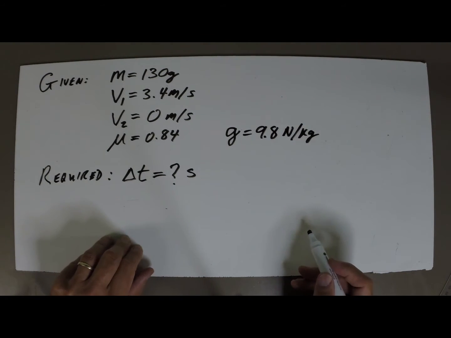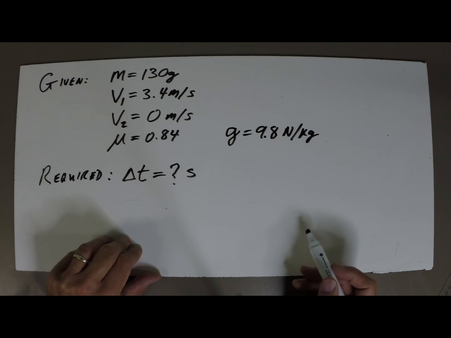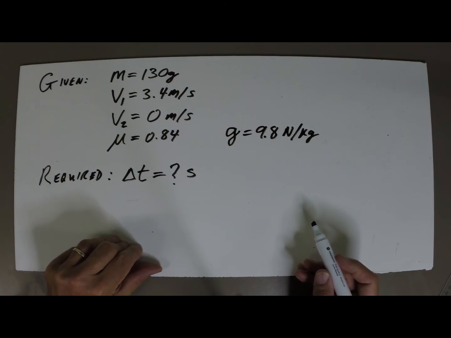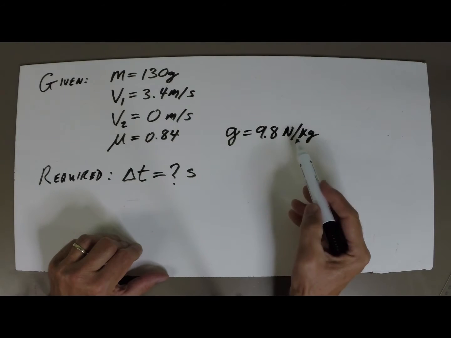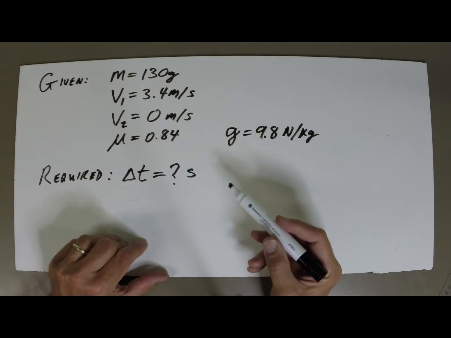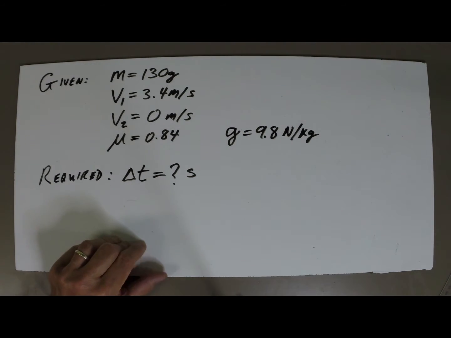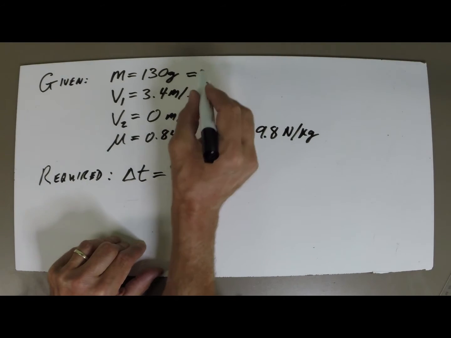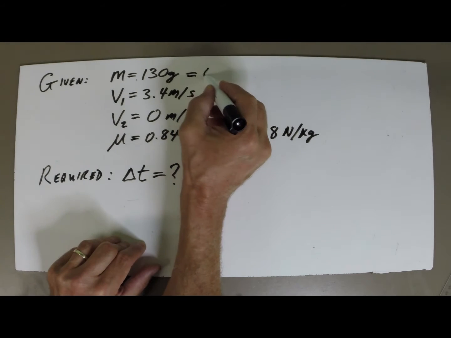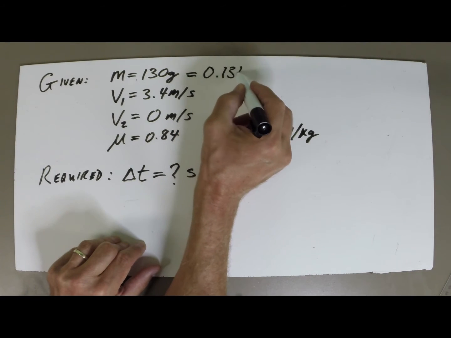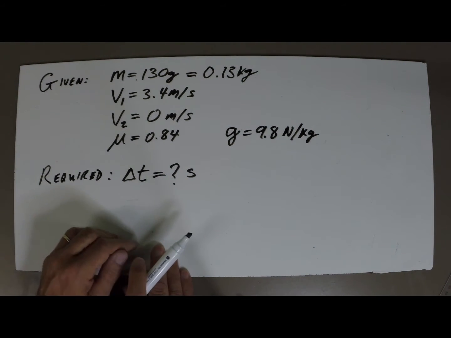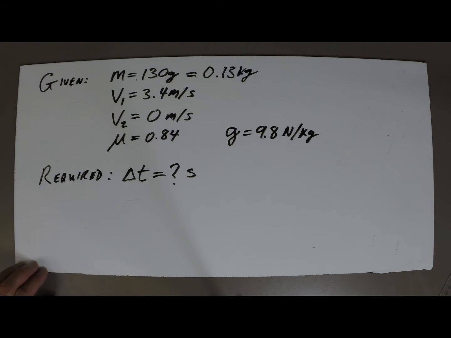The other thing that we should check at this point in the problem is whether the units are consistent. In almost every physics problem, we'll be using what's called the MKS system: meters, kilograms, and seconds. Unfortunately, one of the pieces of information was given in grams, so at this point we should convert this into kilograms. So divide by 1,000, move the decimal point 3 places over, and get 0.13 kilograms for the mass. So now we have a consistent set of information to start the problem with.